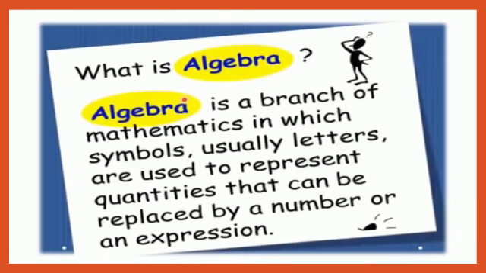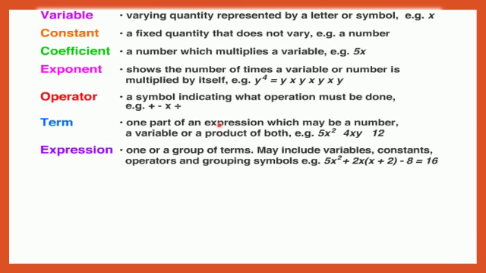So, what is algebra? Algebra is a branch of mathematics in which symbols, usually letters, are used to represent quantities that can be replaced by a number or an expression. Now let us see some different terms related to algebra.